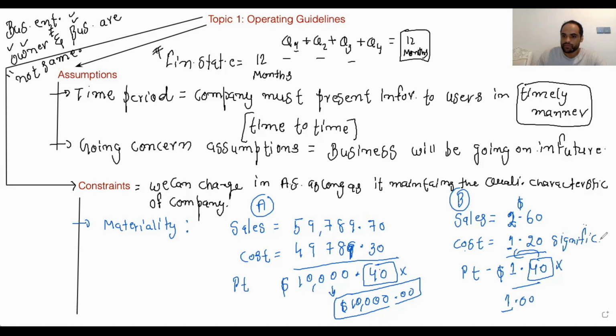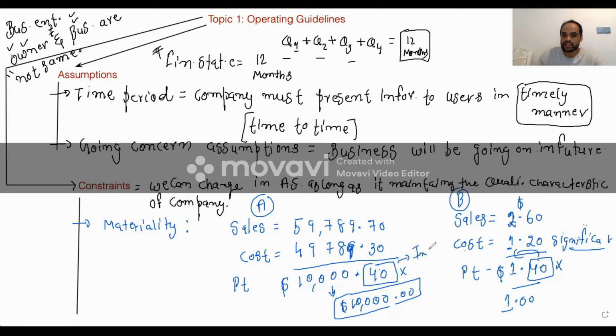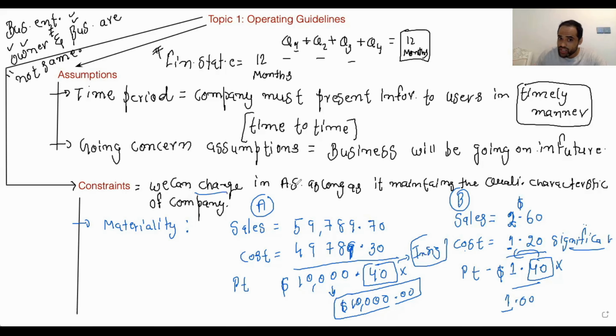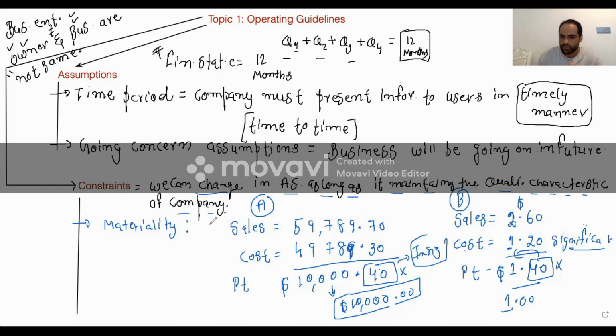significant, right? And this number is insignificant. So that's what accounting standards give you: freedom. That's the meaning of, we can change as long as it maintains the qualitative characteristics of the company, which are relevant, reliable, true, whatever, right? So if you want to intentionally change your profit from 10,040 to 10,000, that's fine.